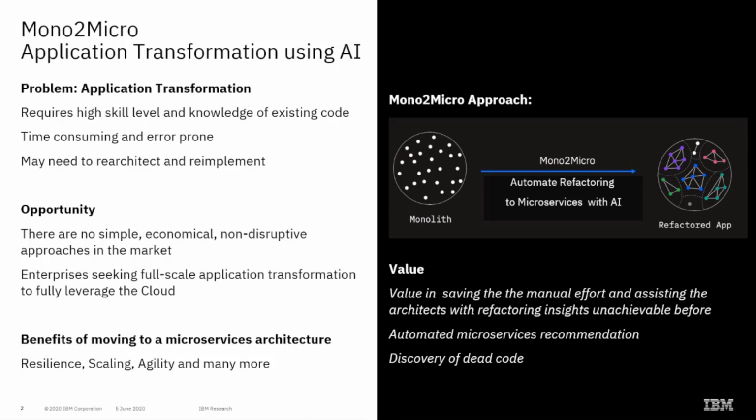I think I'm preaching to the choir when I get into the benefits of moving to a microservice architecture. I think all of you know the benefits, but some of them are resilience, if one part of your application stops working, you don't want it to break the entire application. You want to be able to scale your application dramatically, leveraging the cloud infrastructure that's available. You want agility, to be able to add more capabilities to your application dynamically. So these, and many more, are the incentives to move to microservices architecture, and Mono2Micro accelerates your journey to that.